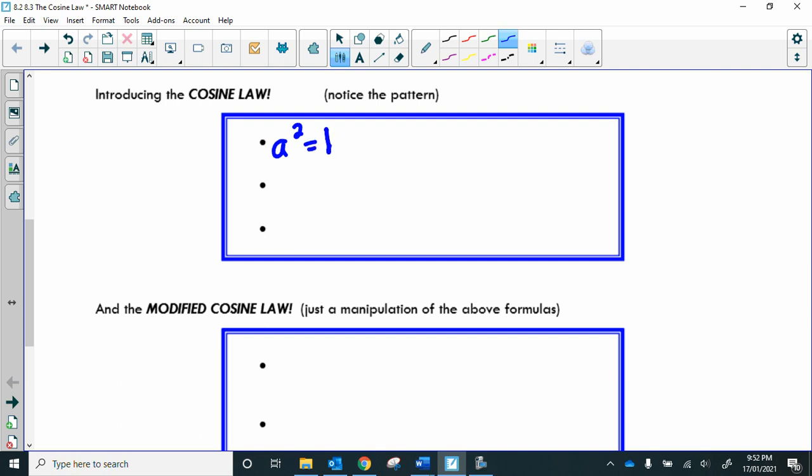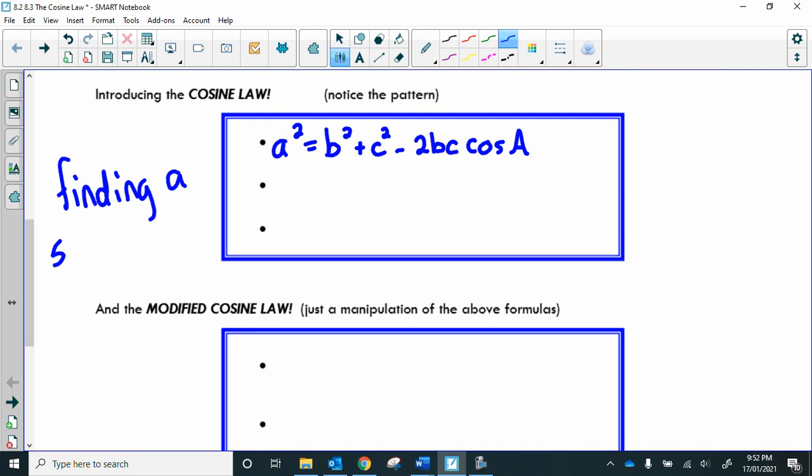So a squared equals b squared plus c squared minus 2bc cos A. You would use this particular formula if you're finding a side, because it starts off with the side length all by itself on the left side of the equal sign. That's the little a, which is a side length.